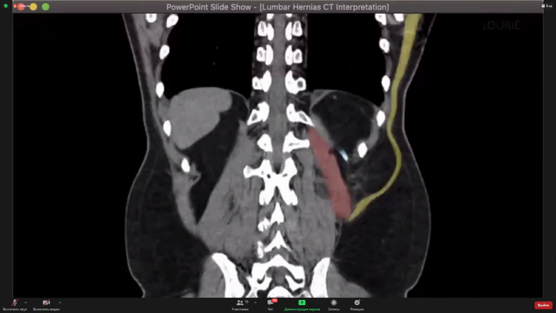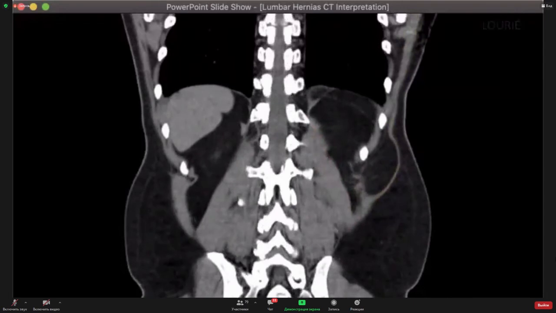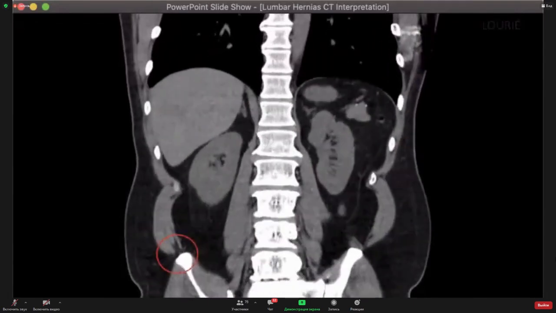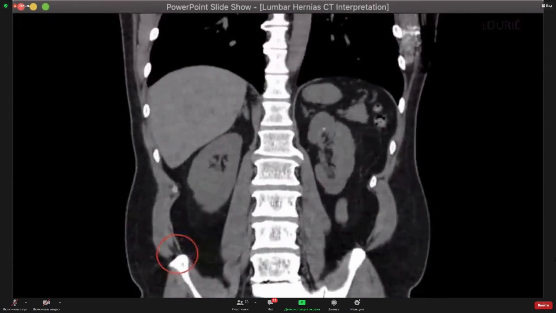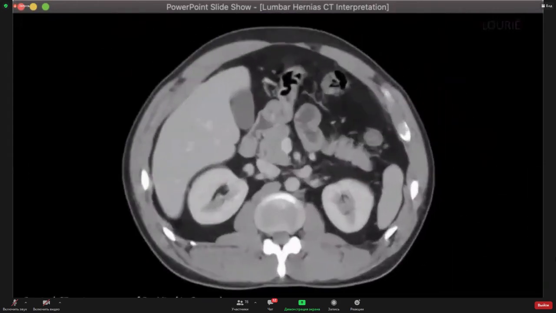And you can see quadratus lumborum. We can see the same latissimus balloon sign, even in the coronal views. There was a little herniation of that pseudosac, the lateral conal fascia. Incidentally, on the other side, we see Petit's triangle. There's no hernia there at the top of the iliac crest.